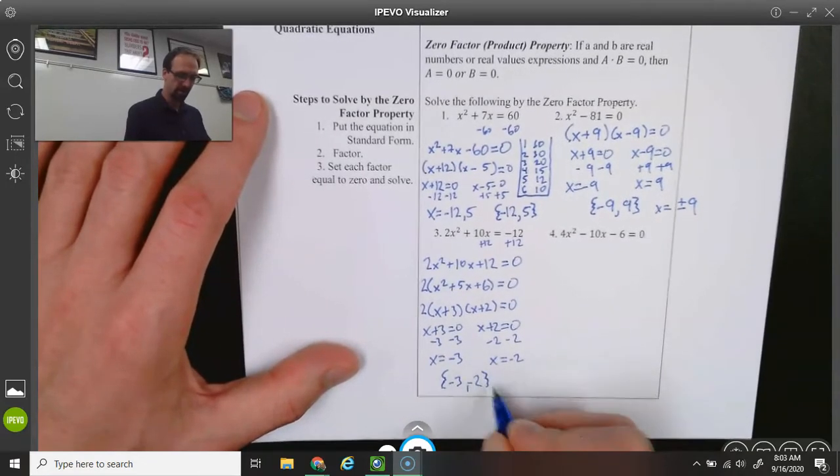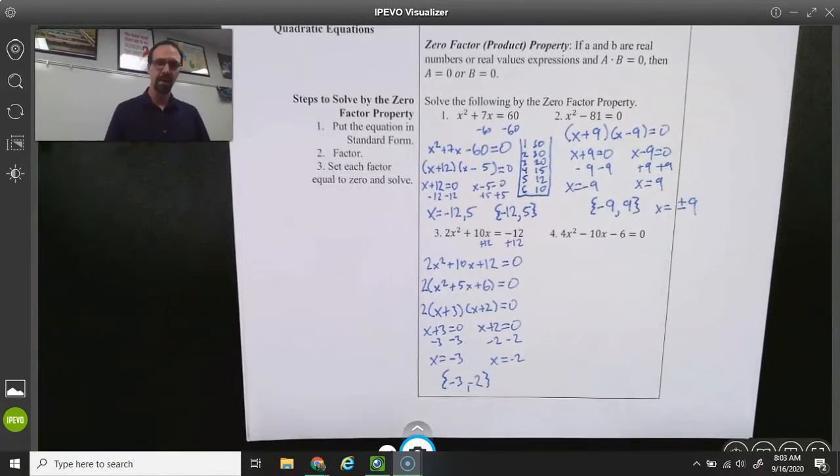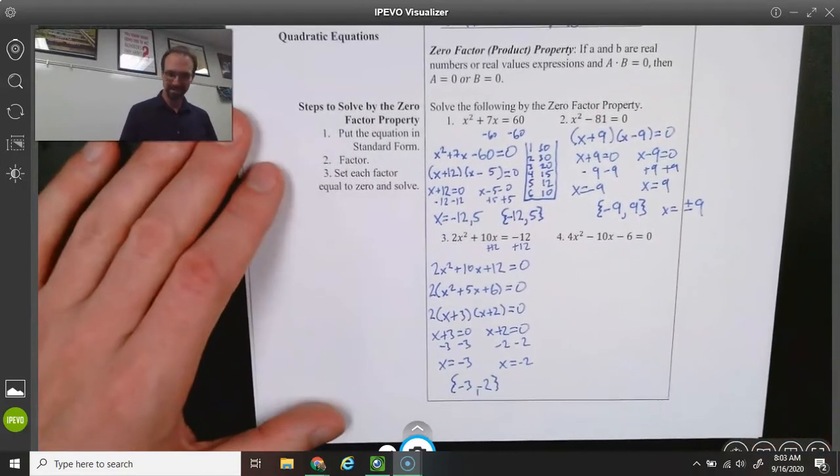Notice I'm writing these in order from least to greatest. Please do that. It's a helpful way to make sure that you've listed them all, and just like we read left to right, we read on the number line left to right.